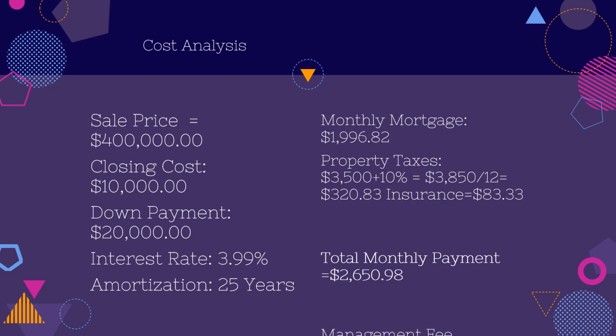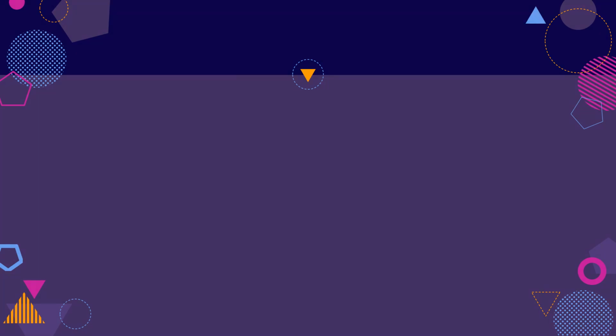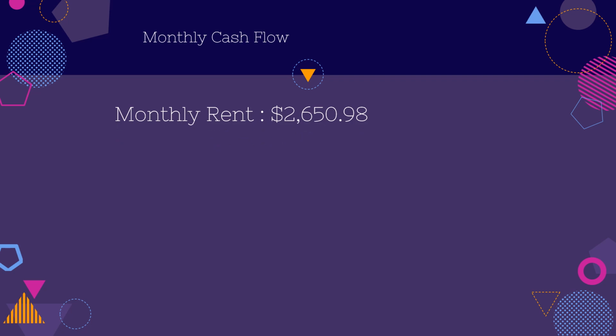And for the management fee, we add a $250 management fee. The reason for that is that anytime you manage any rental property, there are some costs involved. So to cover those costs, we add a $250 management fee. So the monthly total for the client, the monthly rent, is going to be $2,650.98.